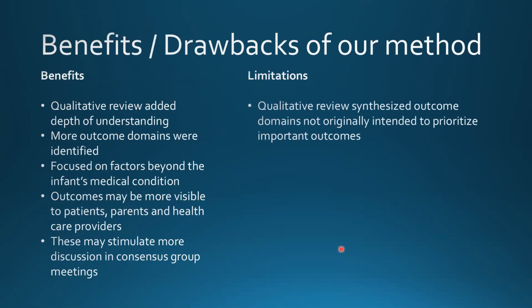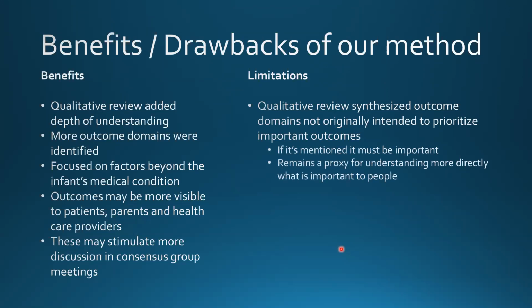In terms of limitations, of course, there are limitations to this method. The qualitative review synthesized outcome domains that weren't originally intended to prioritize important outcomes. So I think only 3 of the 62 studies that we had actually asked participants directly what their priorities were. Most of the studies were asking parents, for example, or nurses, for example, what their experience was of caring for neonates in a NICU setting, or of being a parent of an infant in a NICU setting.